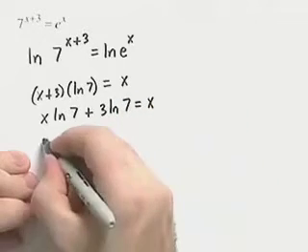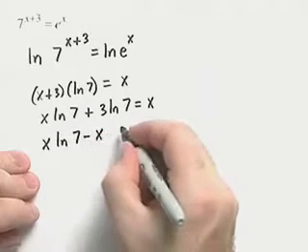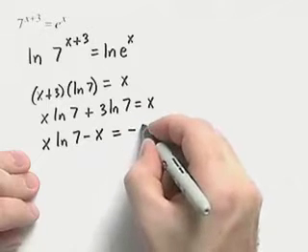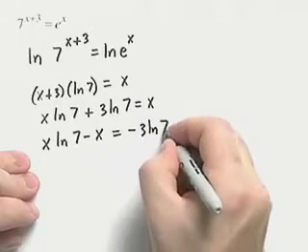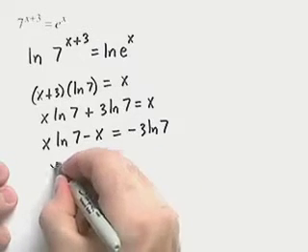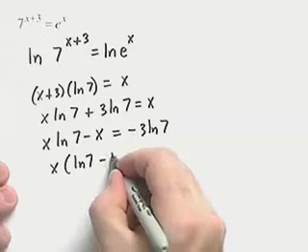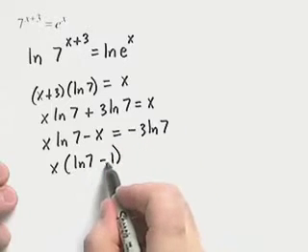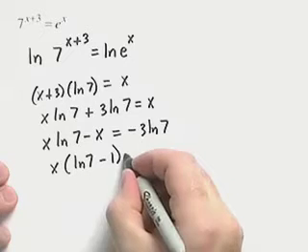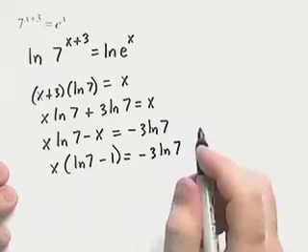We're bringing this x over: x times the natural log of 7 minus x. And then we're going to bring 3 natural log of 7 to the other side, so we'll have minus 3 natural log of 7 on the right. Factor out an x. So x times the natural log of 7 minus 1. Note that it's not 7 minus 1, it's the natural log of 7 minus 1. So this is separate. Equals negative 3 times the natural log of 7.